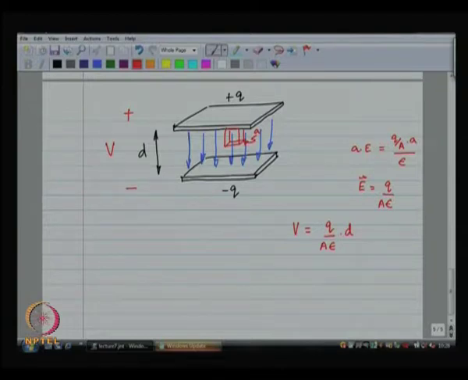Okay. And you relate this to your capacitance. So, the capacitance of this object is A epsilon by d. Now, what is the biggest assumption here? The biggest assumption here is that the size of the plates are infinitely large.